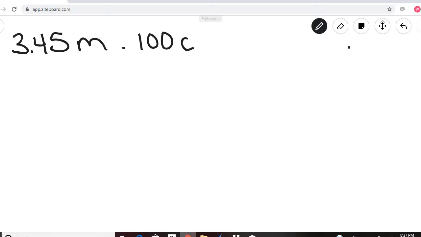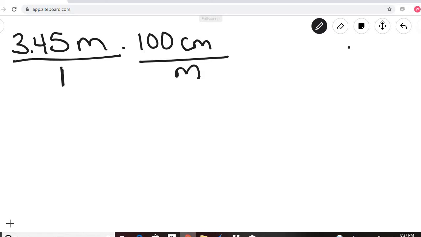Okay, so we started out with 3.45 meters, and we want to get that into inches. So we first have to go to centimeters and then from centimeters to inches. So there are 100 centimeters per meter. So put the value that you want to convert over 1, and then the unit that you want to end up with goes on top. So 100 centimeters per meter, so the meters cancel.